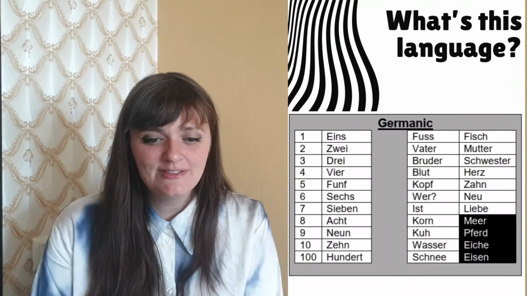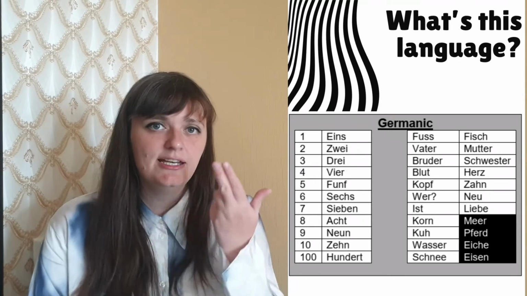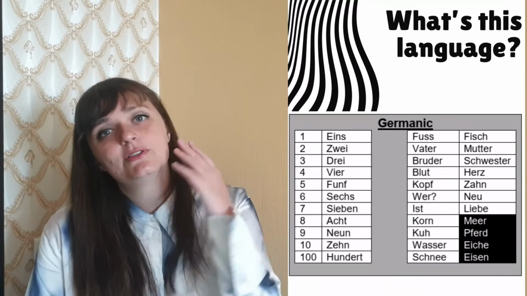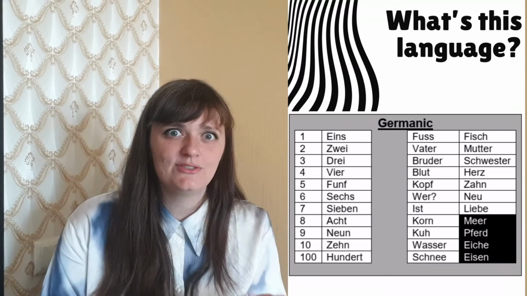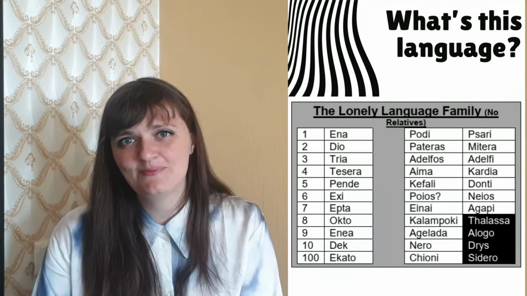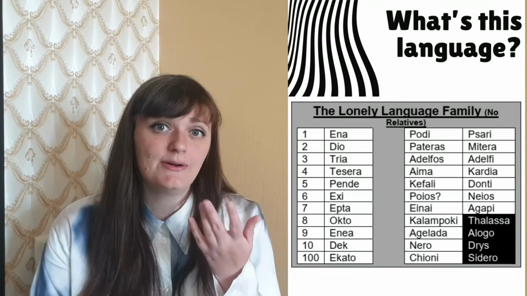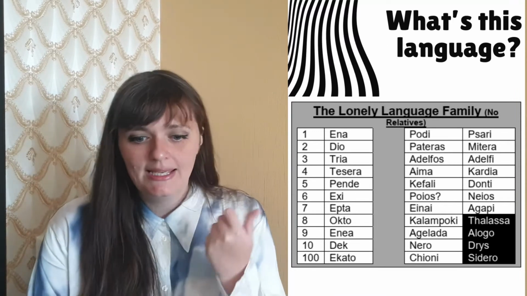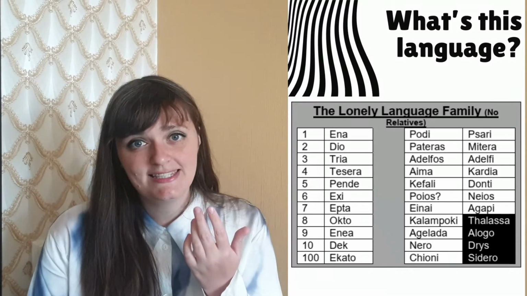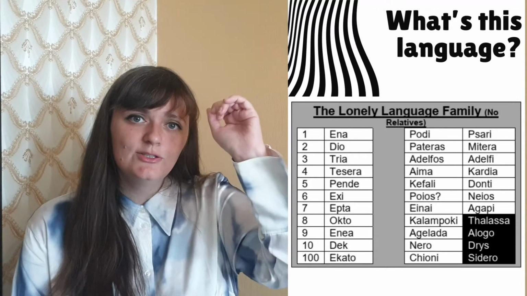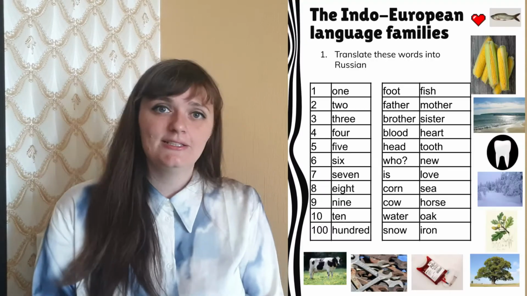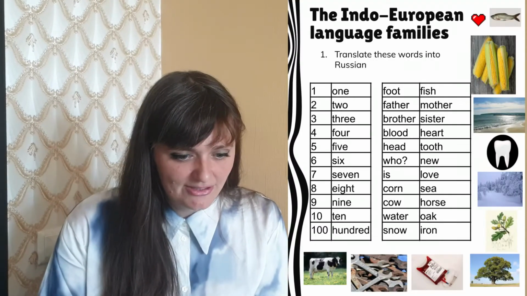Right, and then last family, Germanic. 1, 2, 3, 4, 5, 6, 7, 8, 9, 10. It's German. Right, so German language is in the Germanic family of languages. Okay, there is one more, but actually this is not a language family. It's kind of just one language by itself for our study. So this language goes ena, dio, trio, tessera, pende, exi, epta, octo, enea, dec. This is Greek language. So Greek language is an Indo-European language, but it has no brothers or sisters as far as we're concerned. Right, so we've looked at 5 different ones.